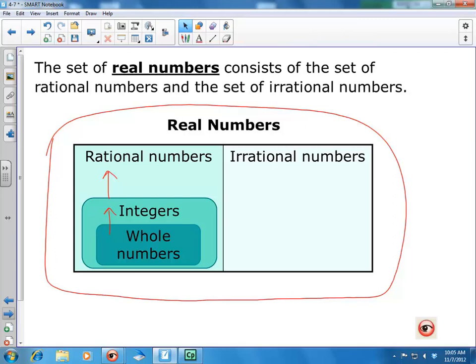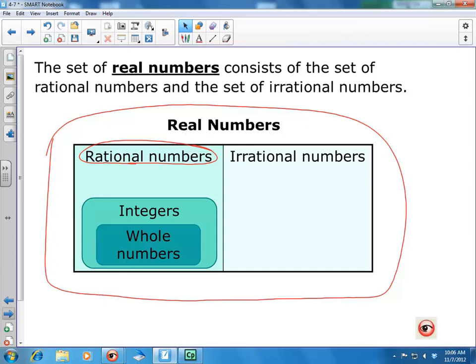Okay? If you label something a whole number, that means it's also an integer and it's also a rational number. If you label something an integer, then it is also a rational number. And if it's not a rational number, then it has to be an irrational number. But all of these things are real numbers.